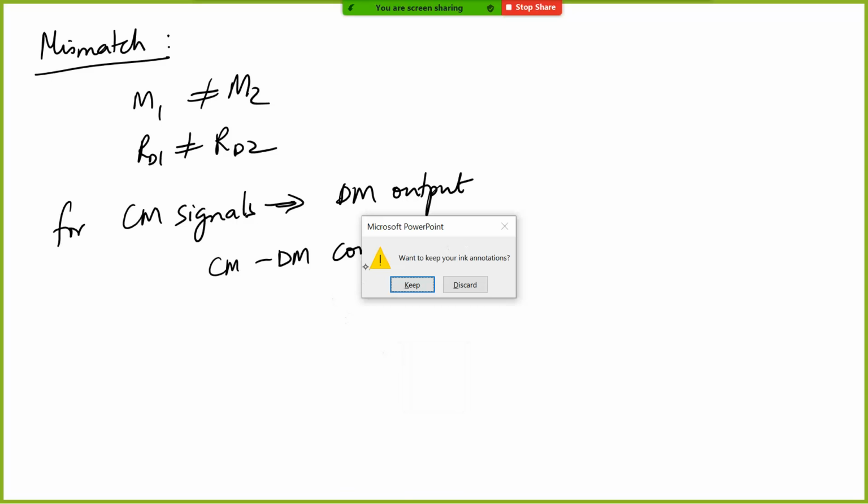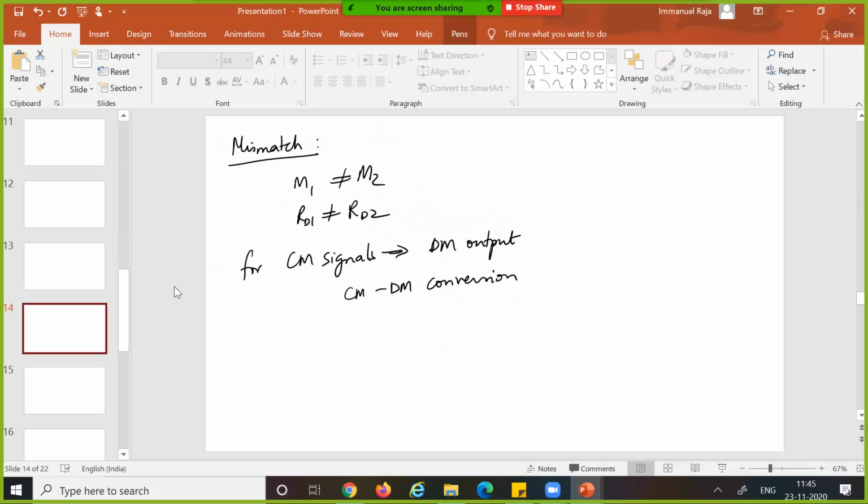So I will go a little deeper into M1 and M2 not being equal, or RD1, RD2 not being equal. And we'll see in the next class how we can build a single-ended OTA, which is very, very commonly used. And then we will move to all the other op-amp designs. So this is a simple op-amp design, and we will go over the other op-amp designs.